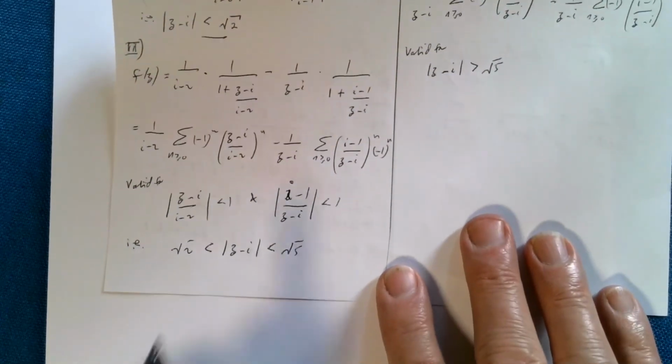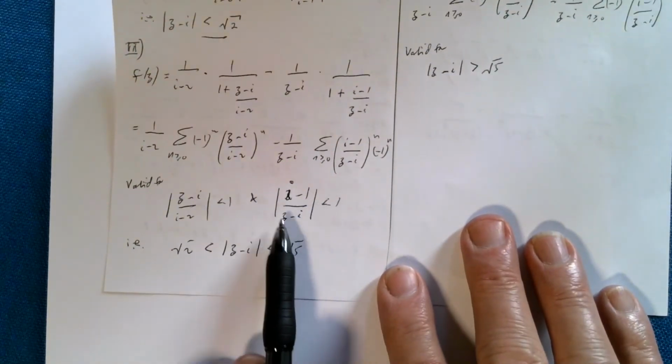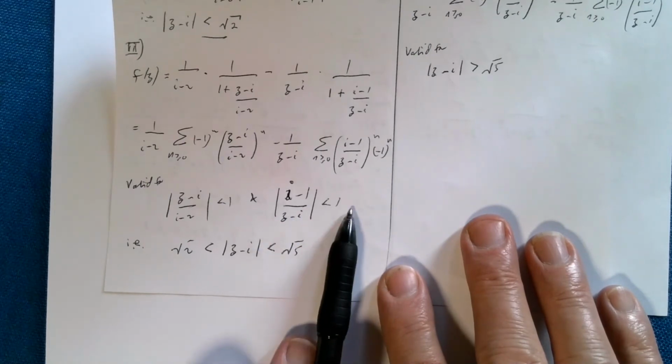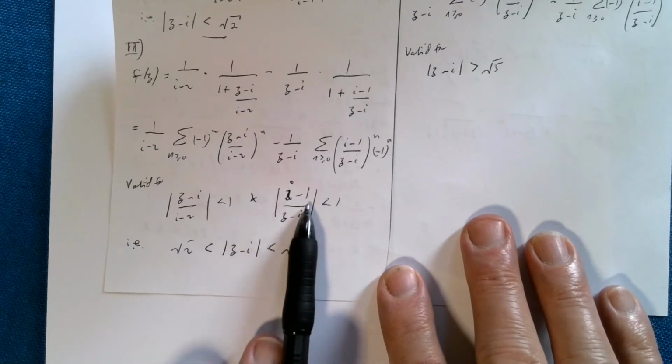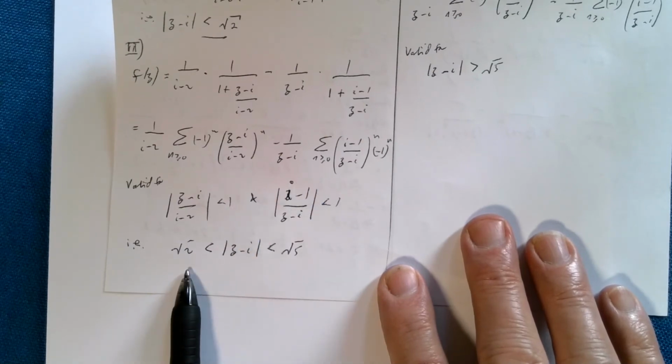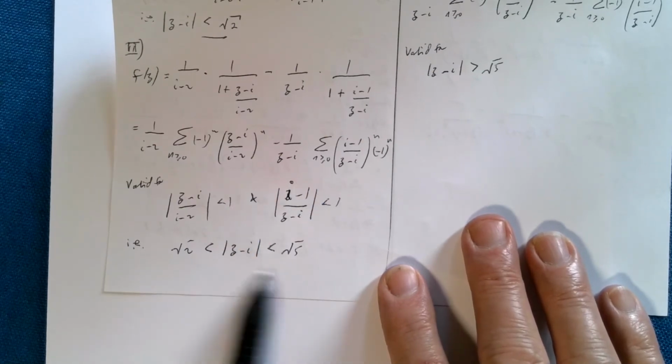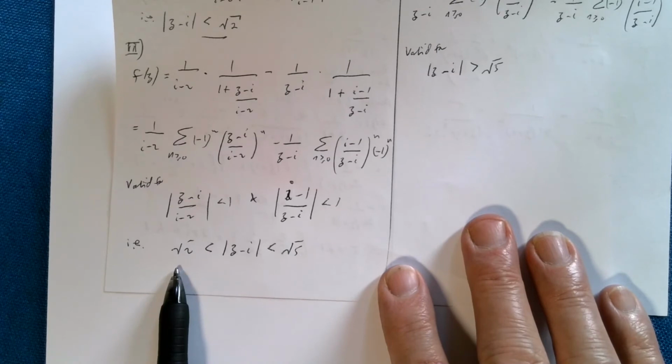And this gives you, if you split it up and take the modulus here, the modulus of z minus i is bigger than the modulus of i minus 1, which is root 2. Now that's exactly where we want to be. That's the annulus between the two circles.